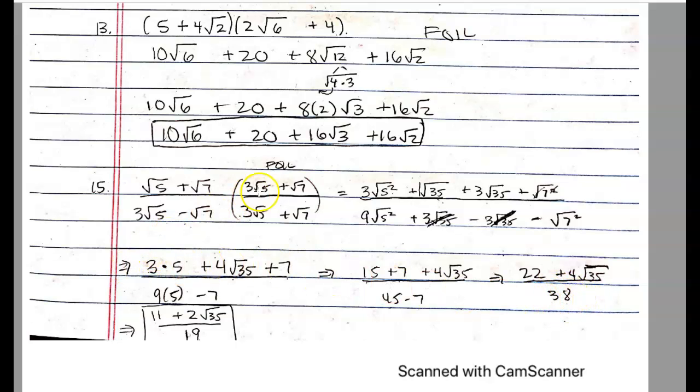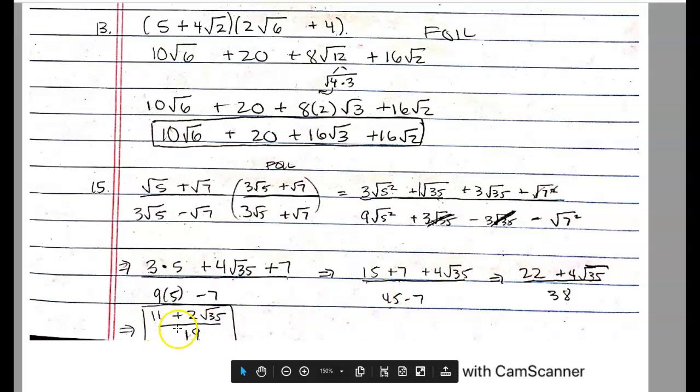On the top, when you did FOIL, you had this 3 times 5 is here. Outer was 1 square root of 35, and inner was 3 square root of 35, giving you 4 square root of 35. And then the last was just like down here, it was square root of 7 squared, which is just a 7. Now these combine, right? You've got a 15 here and a 7 here, which gives you a 22, and then 4 root 35. So you feel like you're almost done, but you've got 22, 4, and 38, which are all even, can be divided by 2. So down here is your final answer.